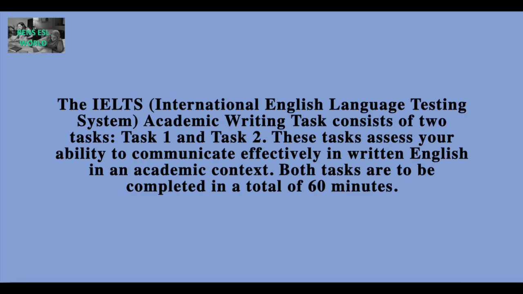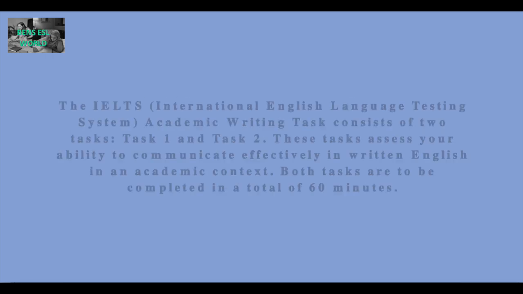IELTS Academic Writing. The IELTS Academic Writing task consists of two tasks, Task 1 and Task 2. These tasks assess your ability to communicate effectively in written English in an academic context. Both tasks are to be completed in a total of 60 minutes.